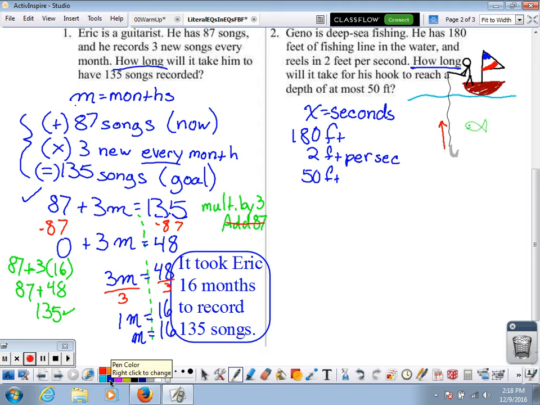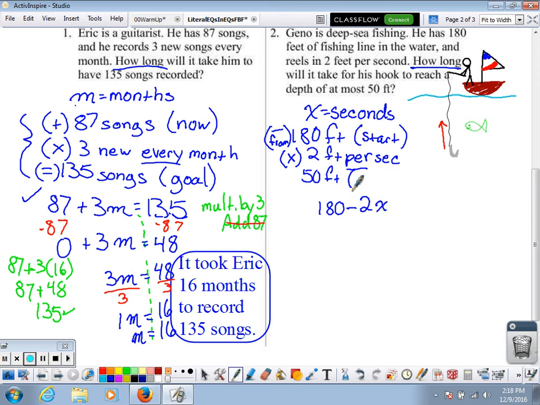So he's starting at this 180 feet. Okay, what's he doing to that 180 feet? James? He's subtracting. How much is he subtracting? He's subtracting from that 180 feet. How much is he subtracting? 2 feet per second. So what does that word per mean this time? What's that word per going to mean here? Multiply. Okay? He's reeling that 2 feet in again and again and again. So 2 feet per second.